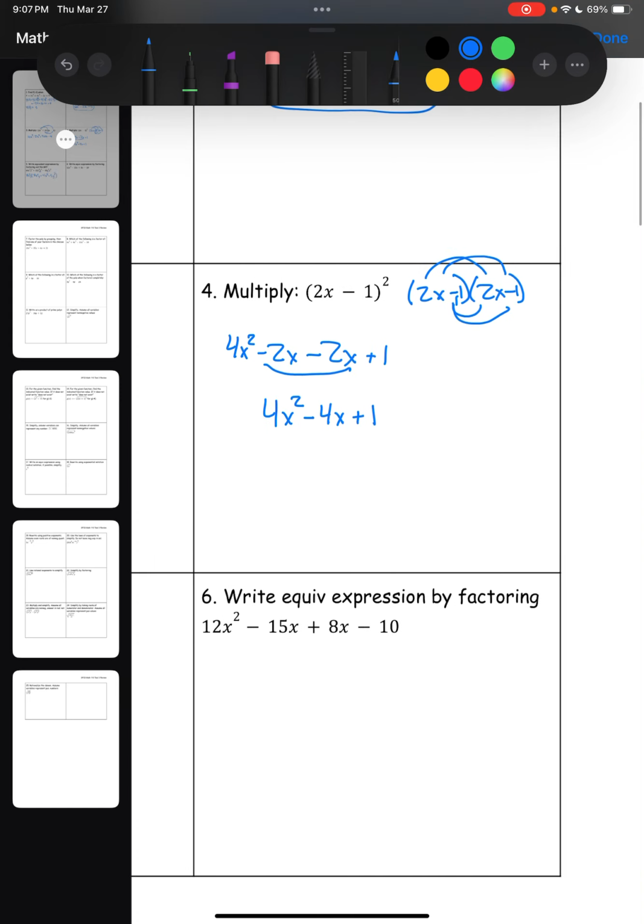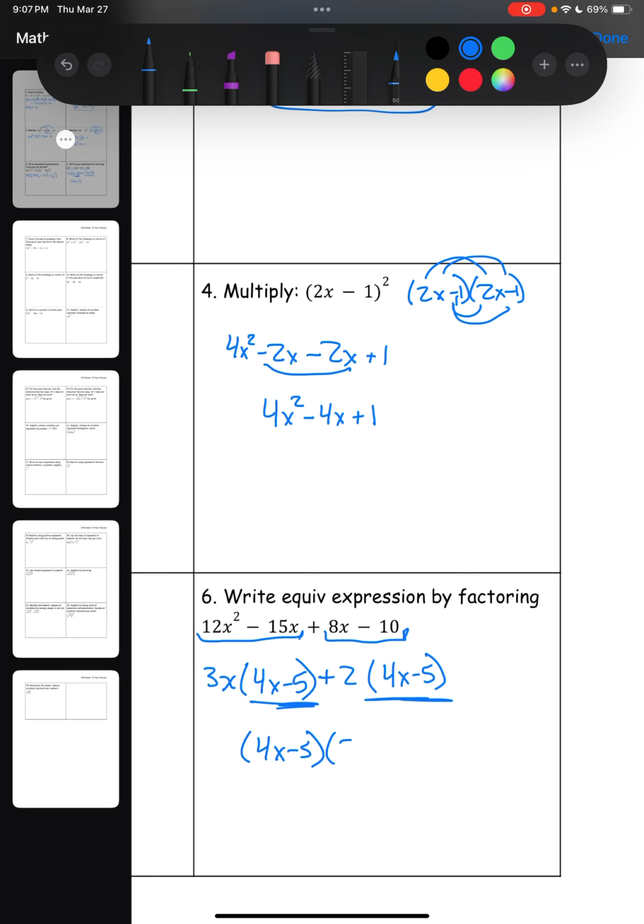All right, so number 6, write equivalent expression by factoring. So again, I believe this is wanting you to do a grouping method to factor. So take out what they all have in common. In that first one, we can take 3x out of both of these, leaving us 4x minus 5, plus what we can take out of this 8x and minus 10 is a positive 2. So that's leaving us 4x minus 5. Again, we always want these two to have the same answer. So then we are left with 4x minus 5 times 3x plus 2.